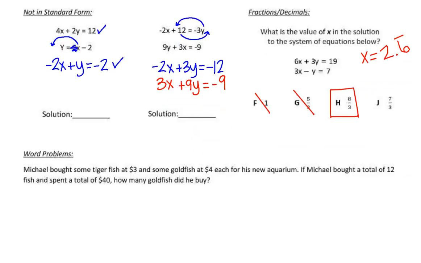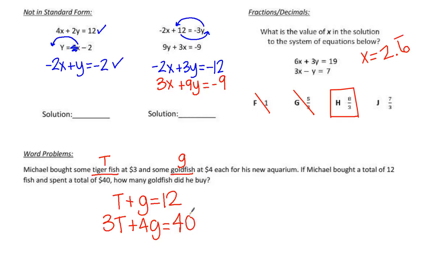All right, last thing, just real quick, and I'm just going to set it up for you. What if you have a word problem? So Michael bought some tigerfish at $3 and some goldfish at $4 each for his aquarium. If Michael bought a total of 12 fish and spent a total of $40, how many goldfish did he buy? So tigerfish, I'm going to go ahead and make it a capital T. Goldfish, I'm going to do a G. So he bought a total of 12. So I know tigerfish plus goldfish equals 12. Total 12. Tigerfish are $3, so that's 3 times a tigerfish, plus goldfish were 4, so 4 for a goldfish, equals, money goes with money, a total of $40 there.